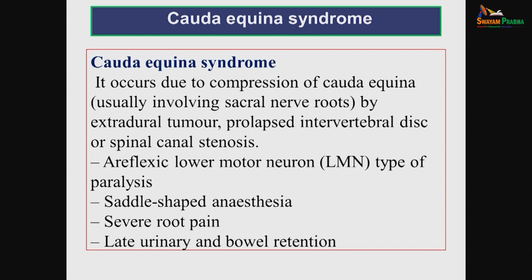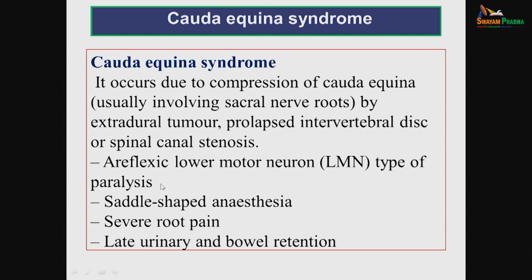There is a syndrome called cauda equina syndrome. Suppose the cauda equina is compressed. Usually it involves the sacral nerve roots. It can be compressed by an extradural tumor or by a prolapsed intervertebral disc, or sometimes the patients can have spinal canal stenosis. In these conditions, the cauda equina can get compressed. This is called cauda equina syndrome.